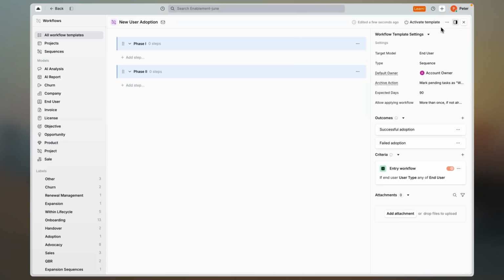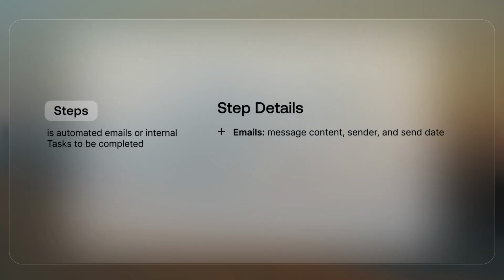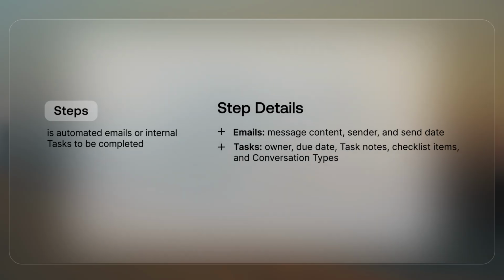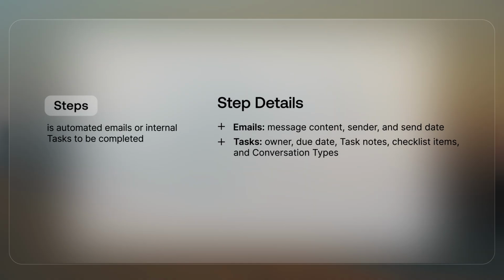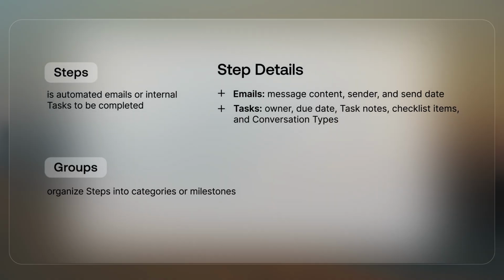Once those settings are configured, it's time to define the actions within your sequence using the following building blocks, which are key to how sequences are structured. Steps are automated emails or internal tasks to be completed. Step details for emails include message content, sender, and send date. For tasks, you can set the owner, due date, add task notes, checklist items, and assign conversation types to track key actions. And groups. These organize steps into categories or milestones like become a power user and advocate development.